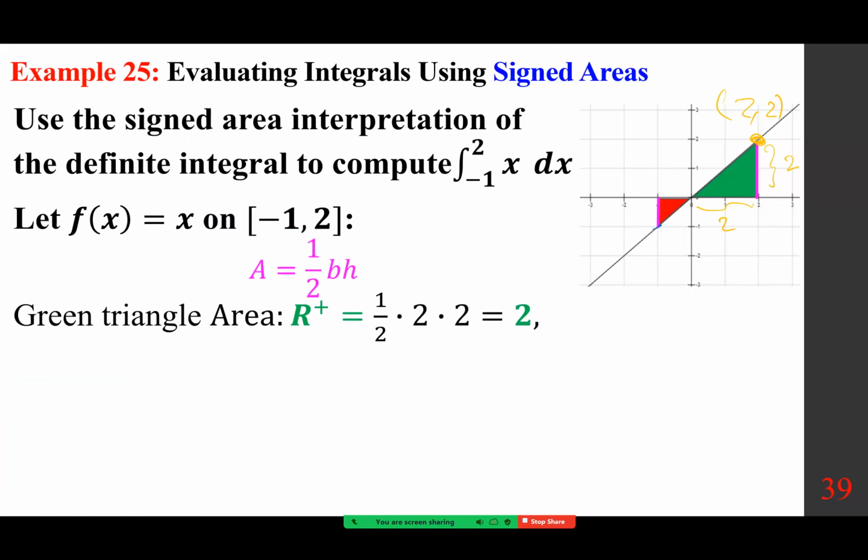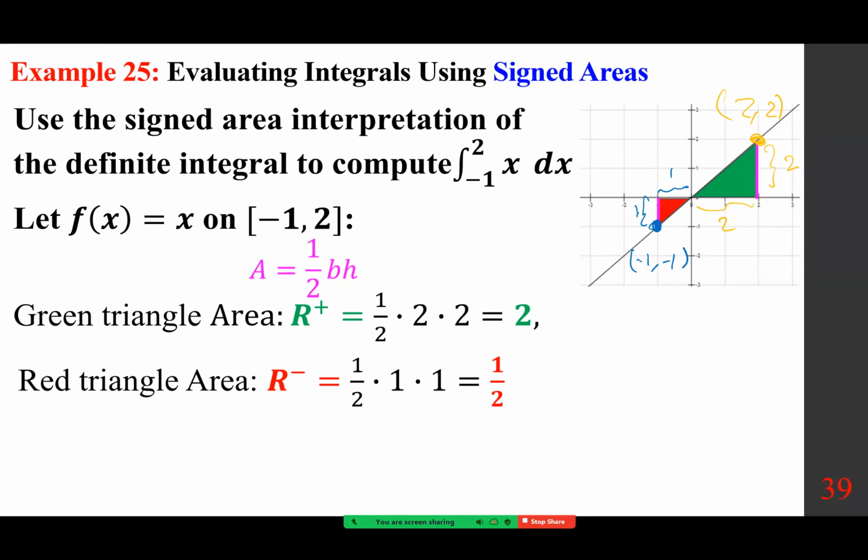For the red one, this has coordinates -1, -1, which gives us a distance of 1 here, and a distance of 1 here. So the area is 1/2 times 1 times 1, which is 1/2, and their difference is 3/2. And we are done.